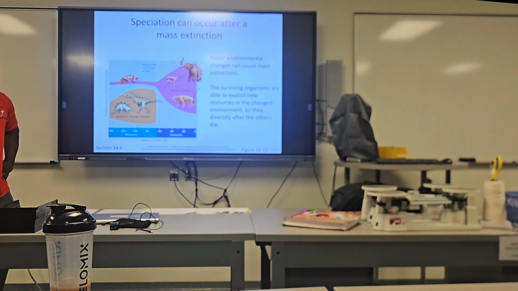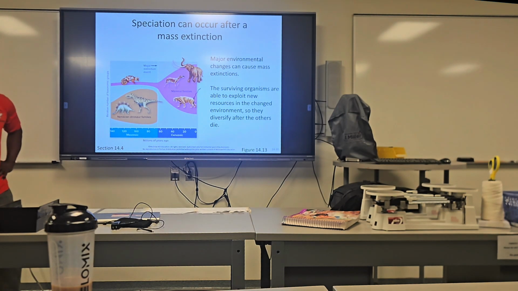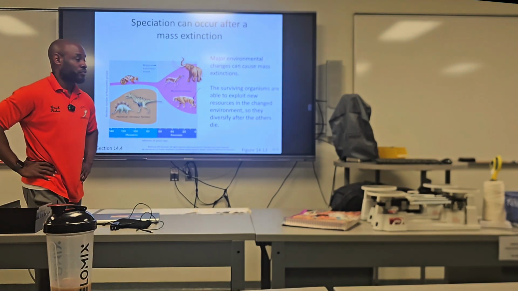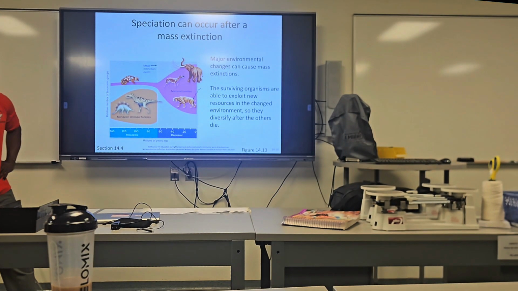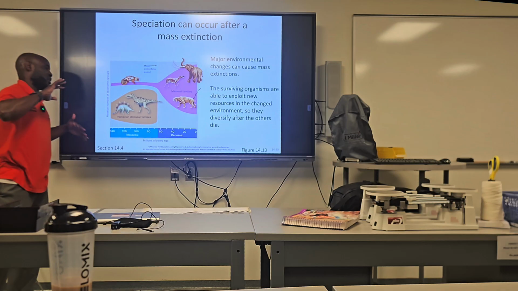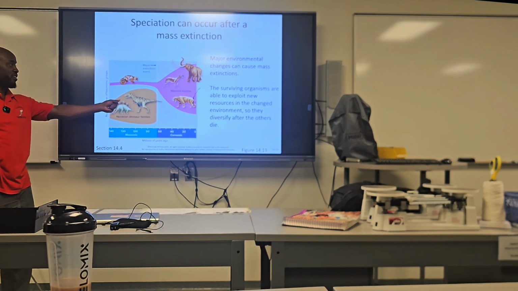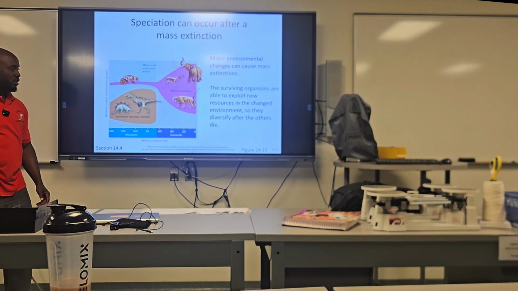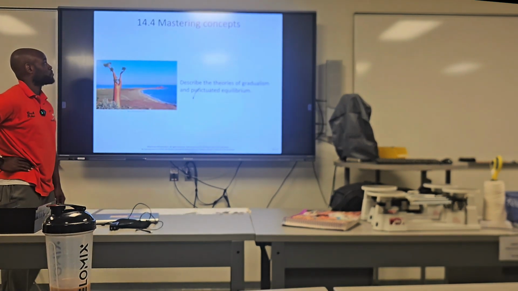Speciation can occur after a mass extinction. So major environmental changes can cause mass extinctions. That's what they believed happened on the Earth. Right? So surviving organisms are able to exploit new resources in a changed environment. So they believe there were temperature changes and all kinds of things were happening, and therefore certain animals couldn't survive, certain animals could survive. And so there was this mass extinction because some of them couldn't survive.